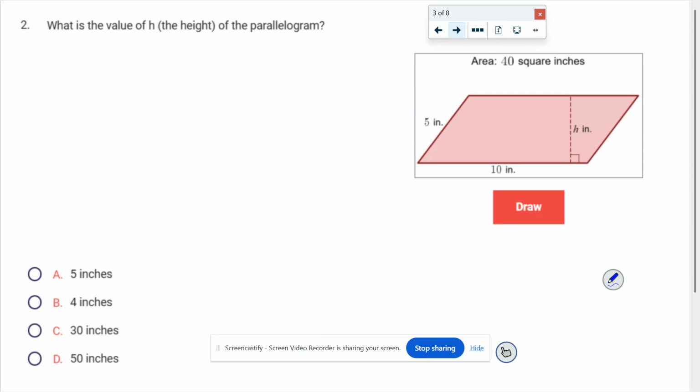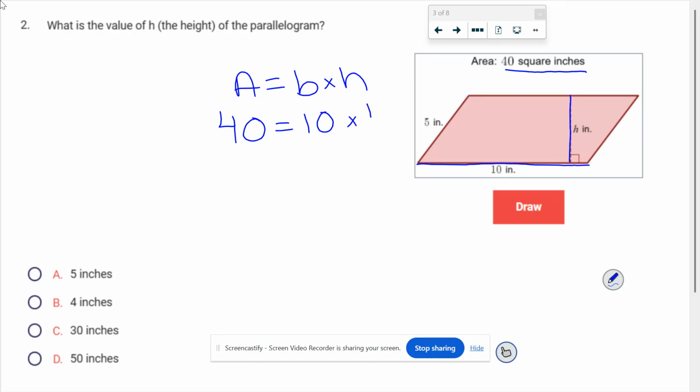What is the value of the height of the parallelogram? Its area is 40 square inches, its slant side is 5 inches, and its base is 10 inches, and we need to find the height. So, let's think about this. To get an area of a parallelogram, you need to multiply base times height. We know our area is 40 square inches because that's what it tells us here. We know that our base is 10 inches, and we need to look for the height.